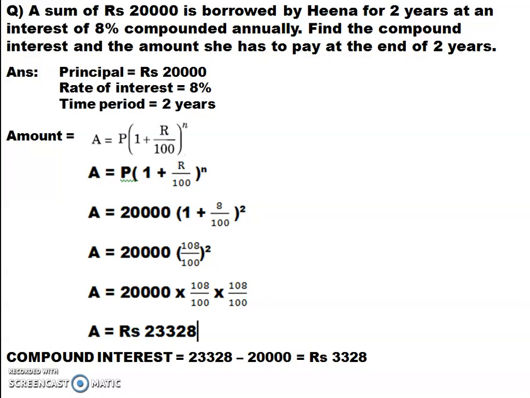Now, how will you calculate the compound interest? Compound interest is amount minus principal. That is 23,328 minus 20,000, which is equal to rupees 3,328.